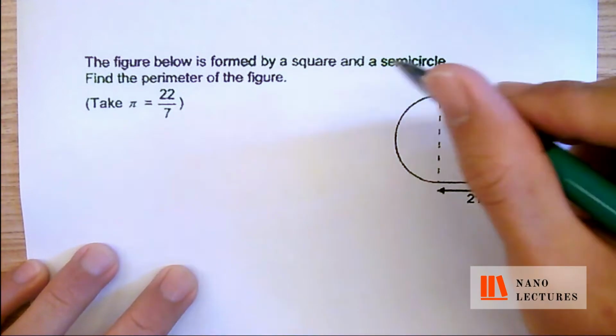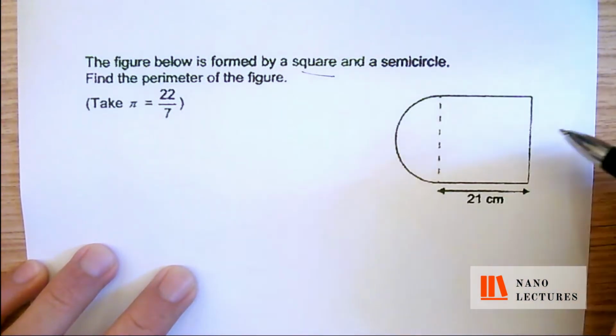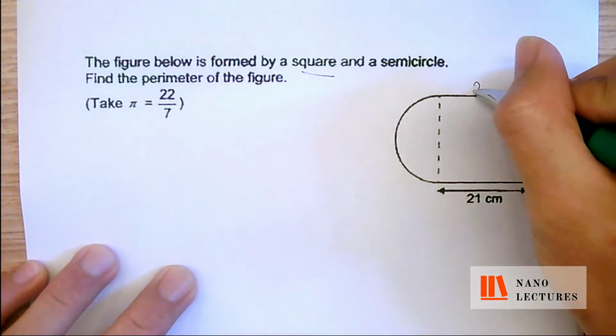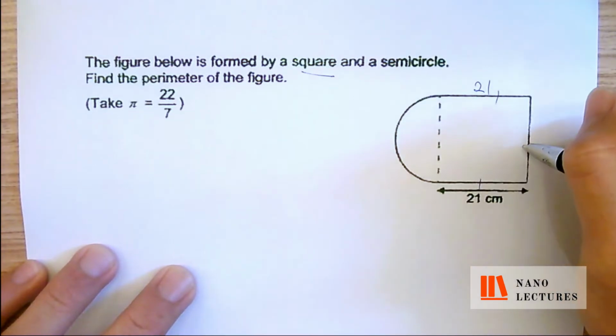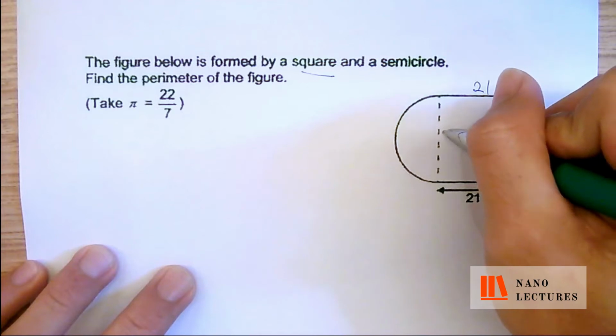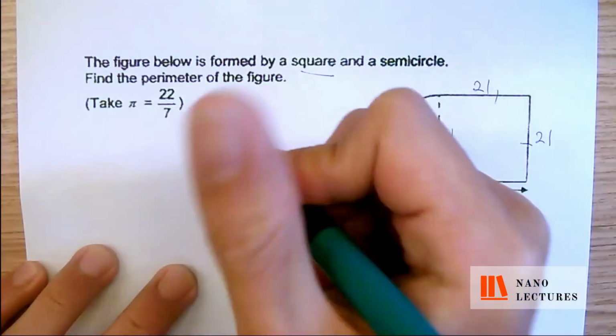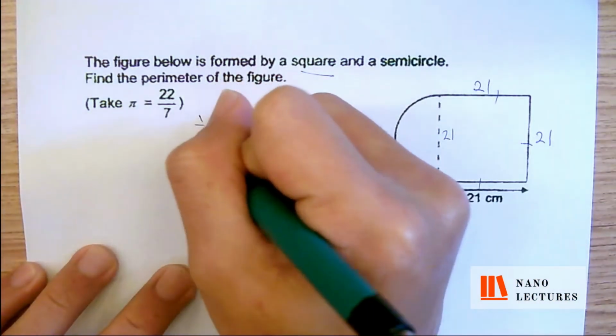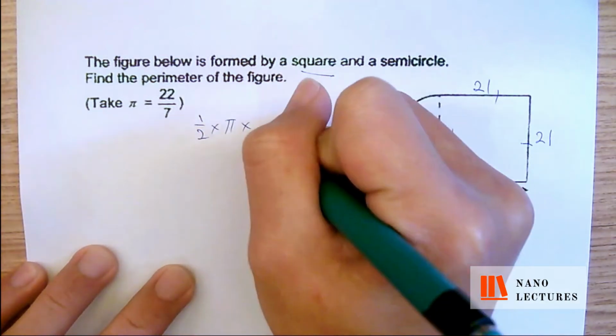So for this, the square has a side of 21, right? So this will be 21, because for the square, all the sides are equal. So this will be 21 as well, which means that the diameter for this circle will be 21 as well. So how do we find the circumference of this semicircle? It will be half times pi times diameter.